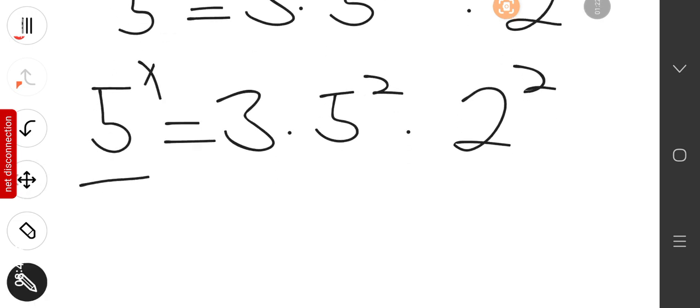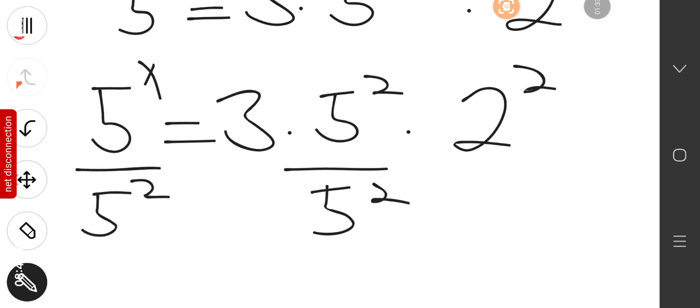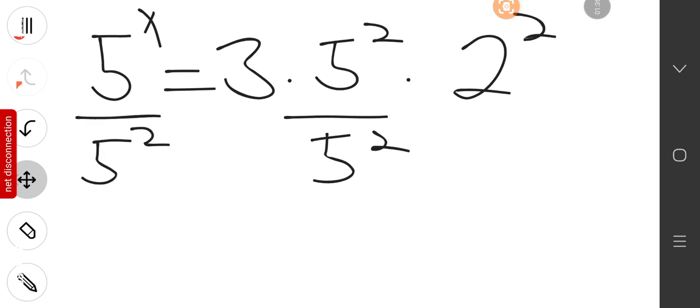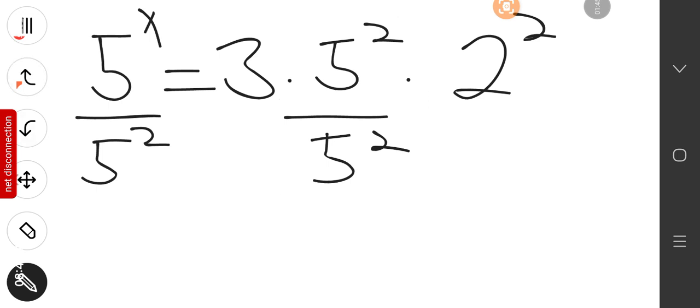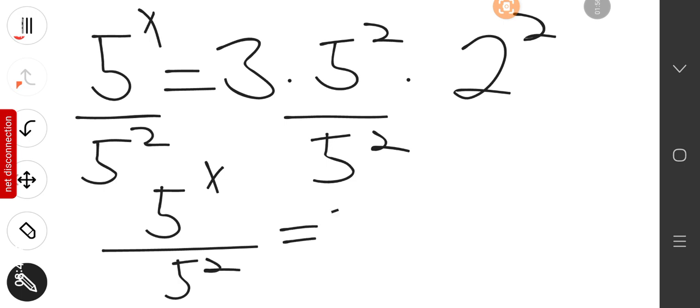So you can see we have 5 exponent x here, and 5 exponent 2 here. So let's divide here by 5 exponent 2 and here by 5 exponent 2. Now we are doing this because we want to apply the quotient rule. If you apply the quotient rule here, you get 1, or you can say anything over itself is 1, okay? So our equation becomes 5 exponent x over 5 exponent 2 equals 3 times 1 times 2 squared.